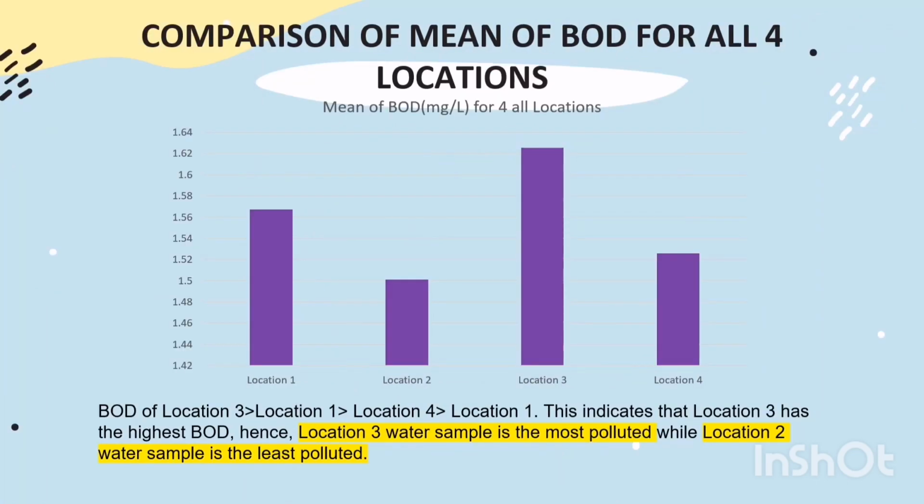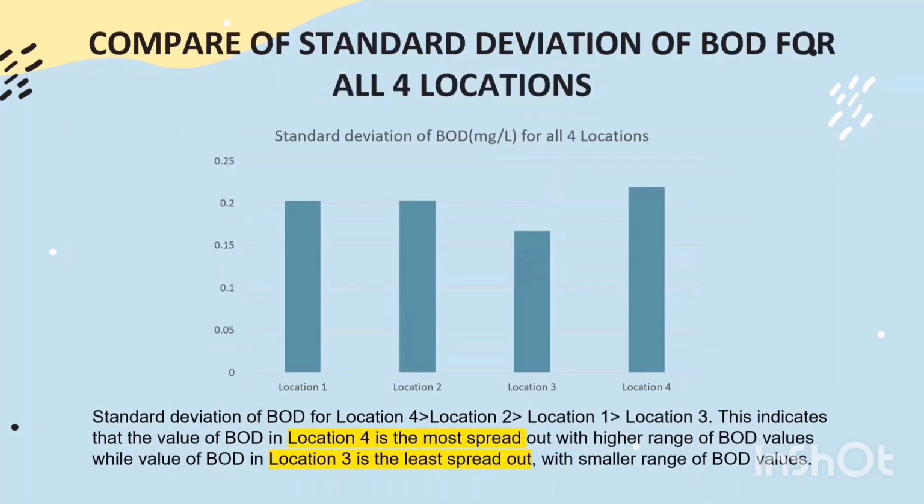Comparison of mean of BOD for all 4 locations. According to the bar chart, location 3 has the highest BOD, while location 2 has the lowest BOD. Hence, location 3 water sample is the most polluted, while location 2 water sample is the least polluted. We see that the standard deviation of location 4 is the highest, while location 3 is the lowest. Hence, location 4 is the most spread out with higher range of BOD values, while value of BOD in location 3 is the least spread out with smaller range of BOD values.